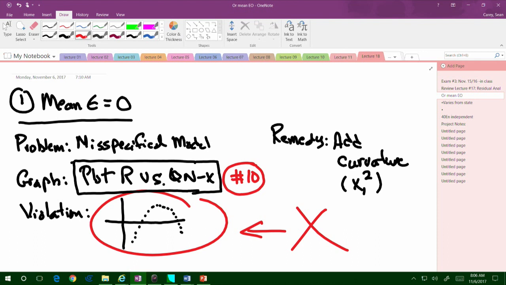So if you get down to number 10 and you see a graph like this, you need to go back to your model building and make sure that you've done it correctly. You probably made some mistakes somewhere along the line. So anyway, that's the first assumption. All right, so you're going to check it just to make sure that that's satisfied.